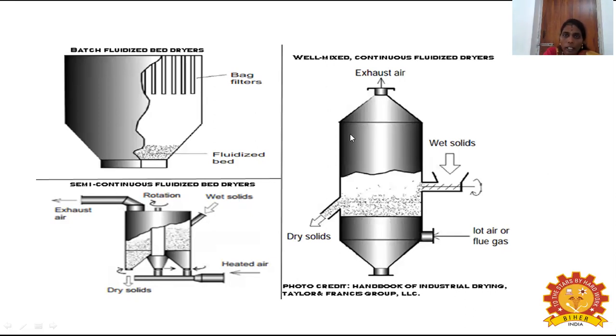This is the well mixed continuous fluidized dryer. Here we can feed the bed solids. They go to the fluidized bed dryer. After this, hot air or flue gas is passed, and with the help of this, the wet solid particles will be dried. Here we can set another way through which we can collect the dry solids. Then at the top, the exhaust air will be removed.